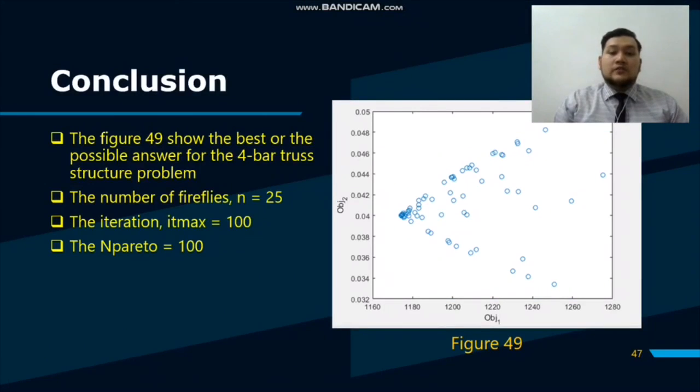Therefore, figure 49 shows the best answer for the 4-bar truss structure, where we set the number of fireflies N equal to 25, the iteration itmax equal to 100, and the number of Pareto equal to 100.